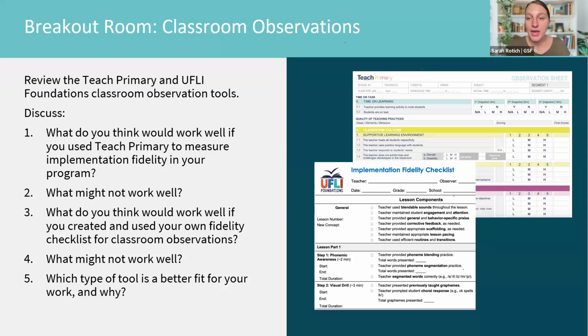First, let me share the links, and you can go ahead and get those pulled up, and you can just take a few minutes to look through these tools. So the first link is for Teach Primary. The second link is for the UFly Foundations checklist.